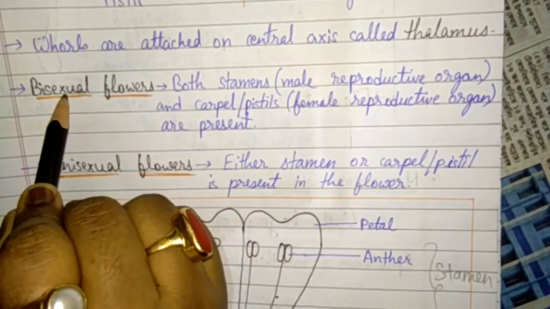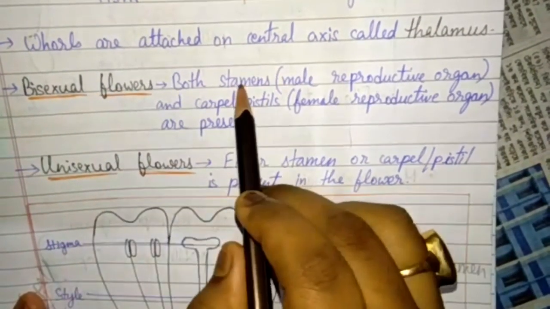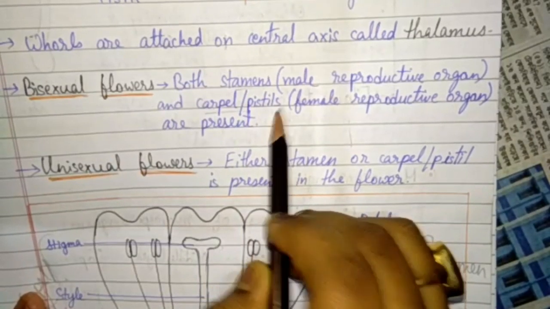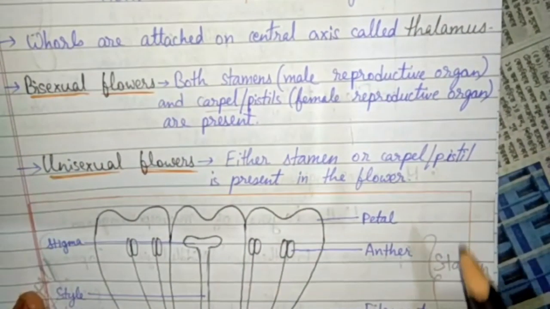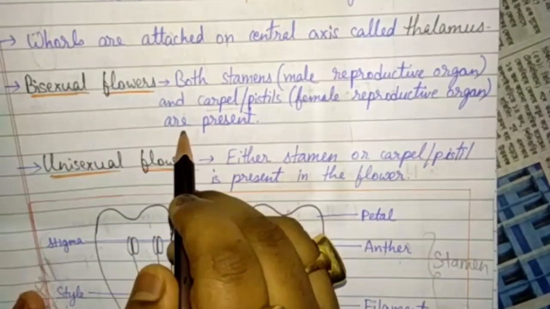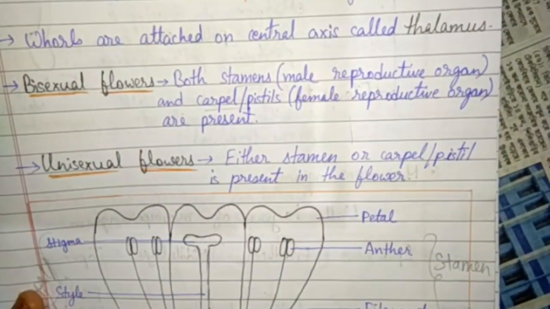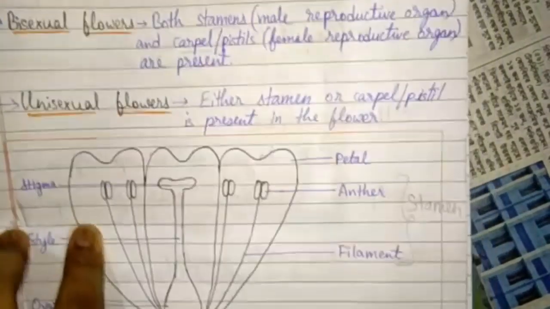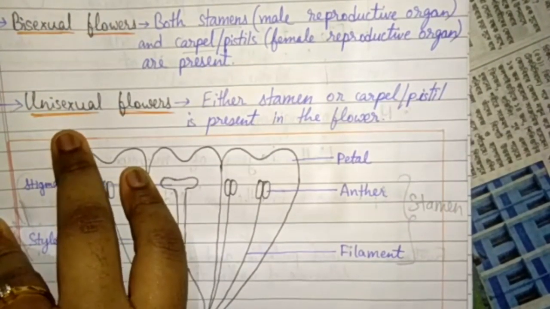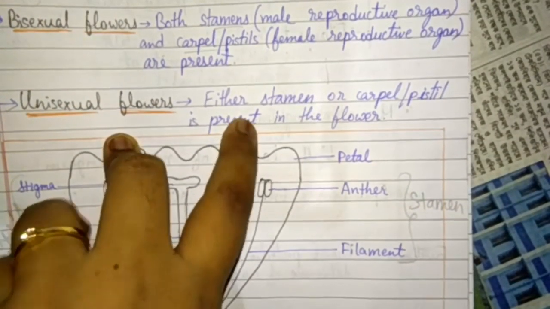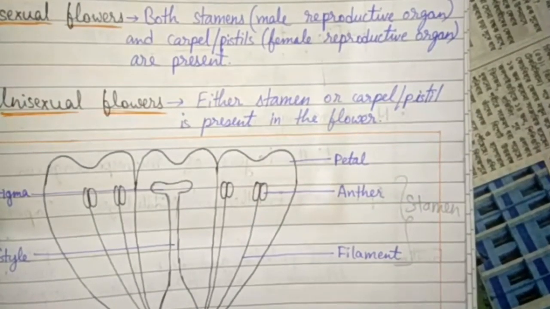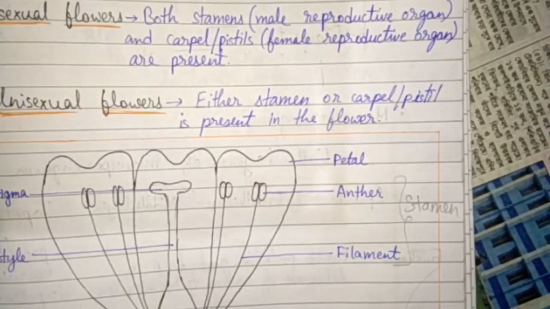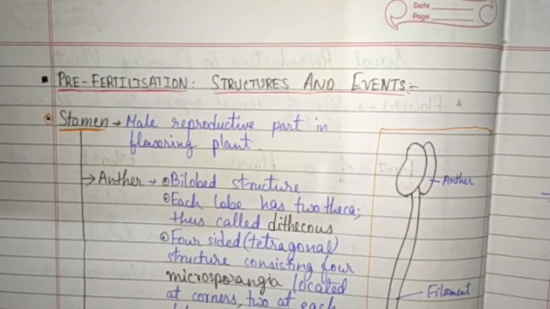And there are two types of flowers. The bisexual flowers are those where both stamen and carpel or pistil exist, I mean both types of reproductive organs, male and female, exist in the same flower. You can see examples of these flowers in the previous chapter videos, where I have given the examples properly. The other type is the unisexual flowers, where only either stamen or carpel or pistil is present in a flower. These are the two types of flowers in flowering plants.